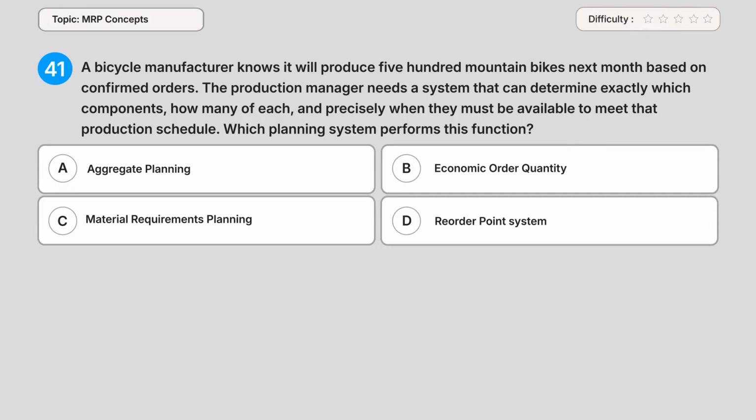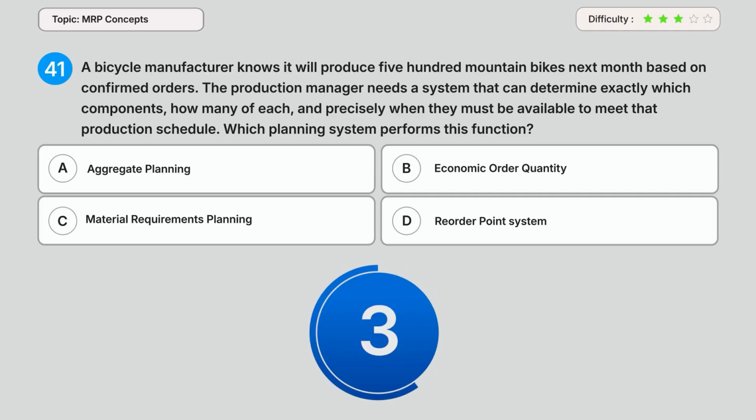41. A bicycle manufacturer knows it will produce 500 mountain bikes next month based on confirmed orders. The production manager needs a system that can determine exactly which components, how many of each, and precisely when they must be available to meet that production schedule. Which planning system performs this function? A. Aggregate planning. B. Economic order quantity. C. Material requirements planning. D. Reorder point system. What do you think is the answer?